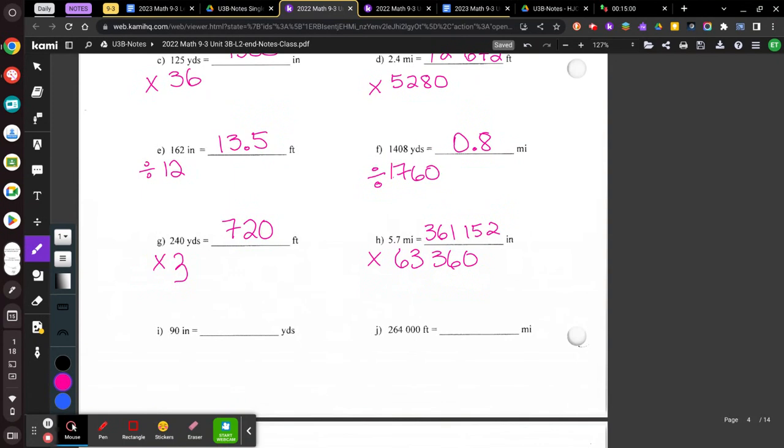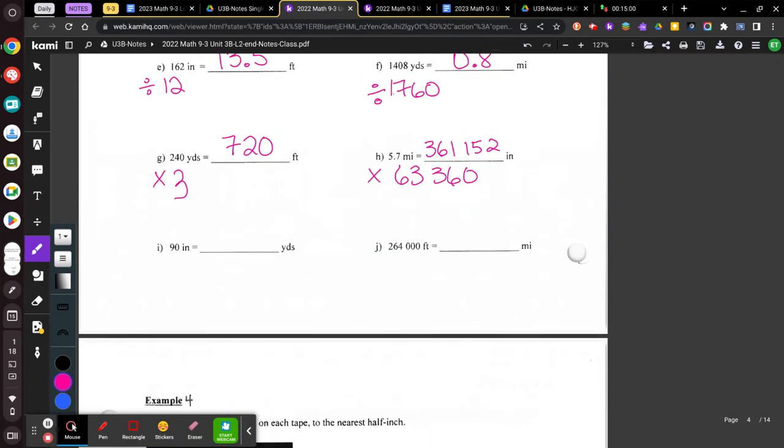And the final 2 here for us, inches to yards. We're going down, so we're dividing by 36. We find where they meet on the chart. We get the number 36. Down is divide. We end up with 2.5. 2.5 yards.